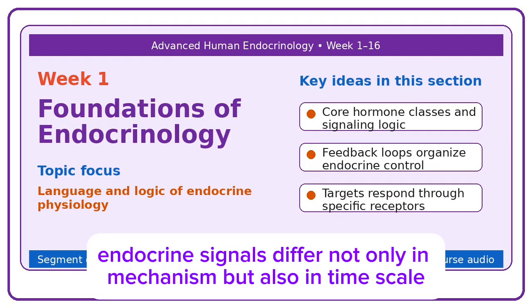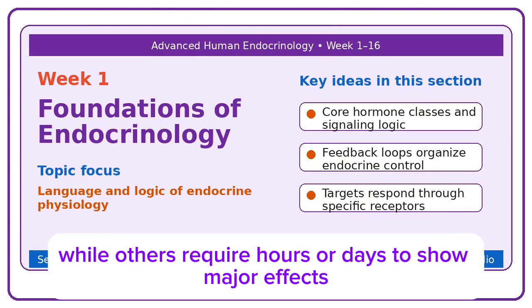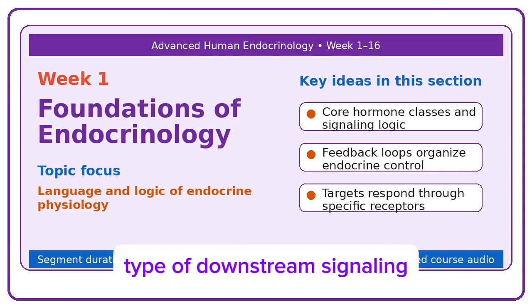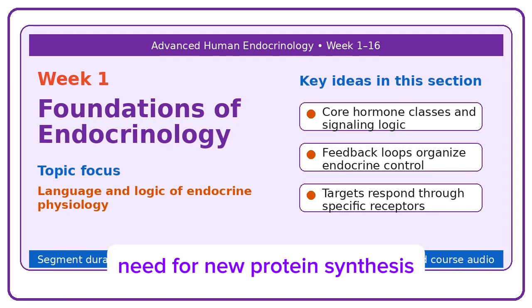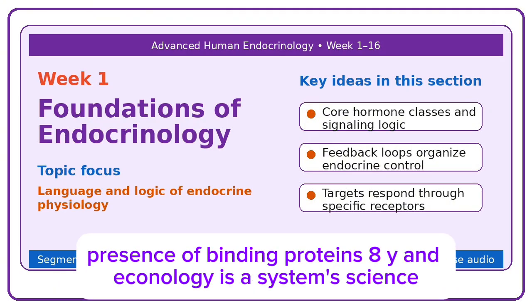7. Timescale matters in endocrinology. Endocrine signals differ not only in mechanism, but also in timescale. Some hormones act within seconds or minutes, while others require hours or days to show major effects. This depends on factors such as receptor location, type of downstream signaling, need for new protein synthesis, hormone half-life in circulation, presence of binding proteins.